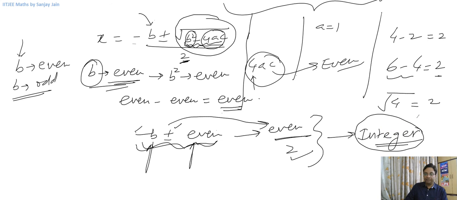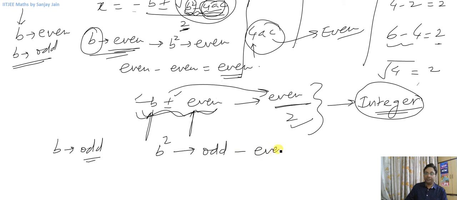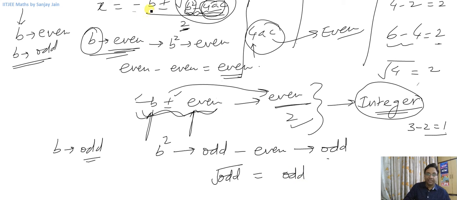Similarly, you can see if b is odd, then what can you say about b square? B square will definitely be odd, and b square minus this even number, that is odd minus even number, will again be an odd number, right? Odd minus an even number will again be an odd number. So now the square root of an odd number will also be odd, right? We started with the condition that b is odd.